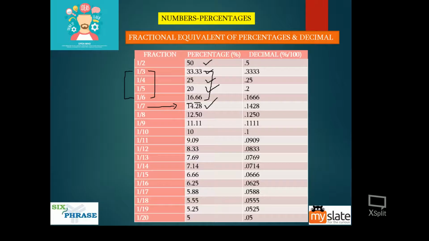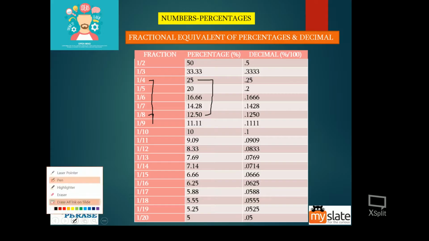So that way you can easily remember this. So 1 by 7 is 14.28. Now, similarly, I'm going to give you shortcuts for other numbers. Again, 1 by 8. Look at 1 by 8, guys. Now 1 by 8 is half of 1 by 4. So what is half of 25? It is 12.5. So you can easily know that 1 by 8 is 12.5.